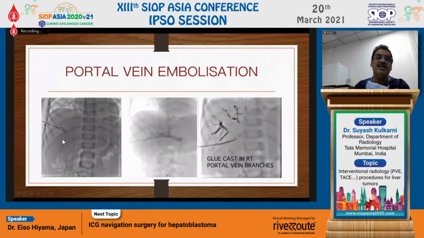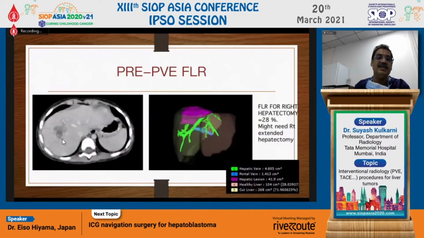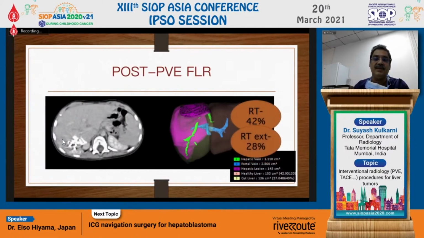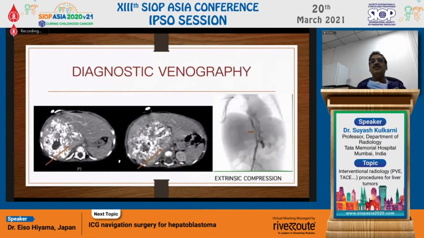The portal vein embolization is done by percutaneously puncturing the portal vein. Once the portal vein is accessed, we use either polyvinyl alcohol particles or glue to embolize the vascularity of the side of the liver which needs to be resected. You can see that before the procedure the FLR was quite less or inadequate, while after the portal vein embolization there was a significant increase in the FLR, and the patient could sustain the hepatic surgery with adequate FLR. So this is a simple but quite useful procedure.